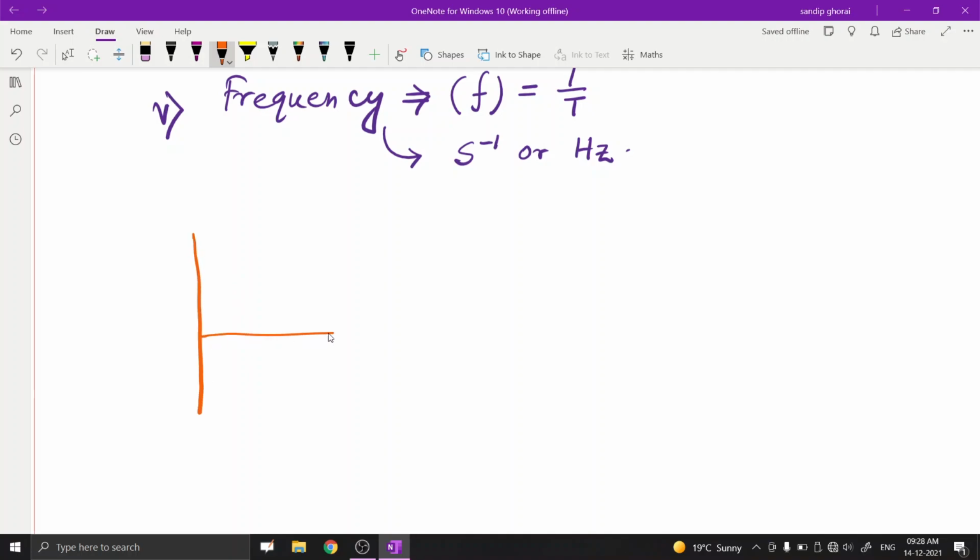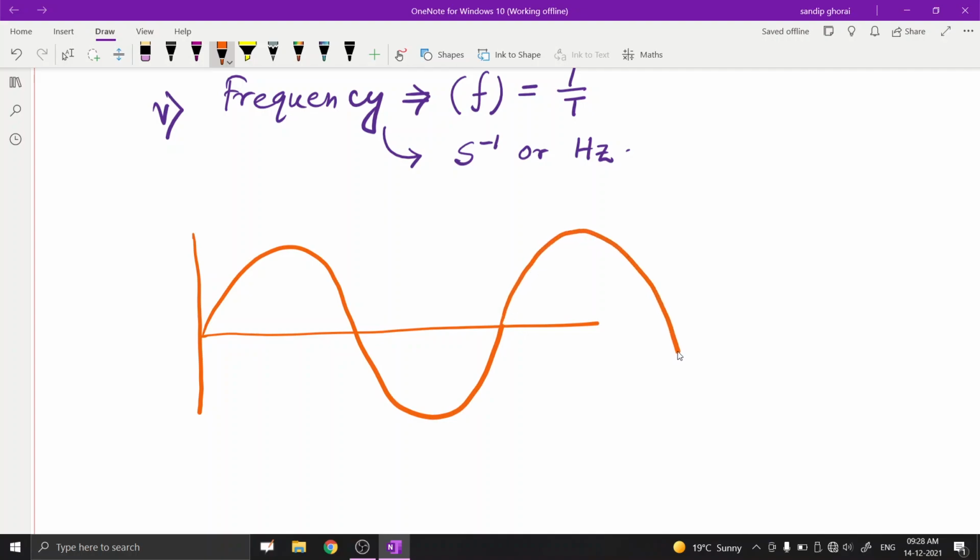Now if we take an image of a wave, just like that, we draw this wave. Here we take different positions. Suppose this point is P, this is Q, this is R, and this is S. On the x-axis we take the distance traveled by the sound, and on the y-axis the displacement of the particles.